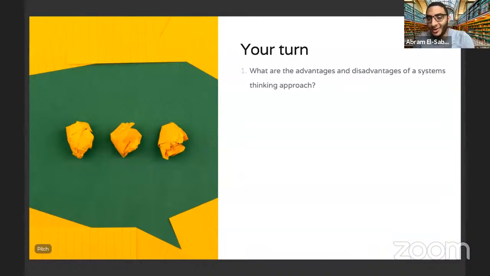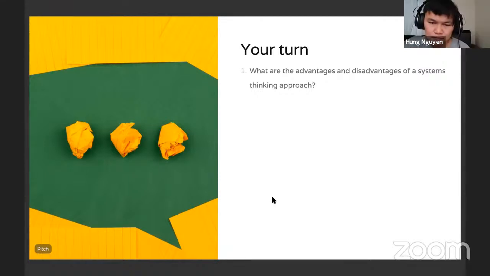Awesome. We got more cameras now than we did before. That's awesome. Did anyone have any reflections on the exercise, patterns you saw or insights that you got as you discussed it with your group? Hung, go ahead.